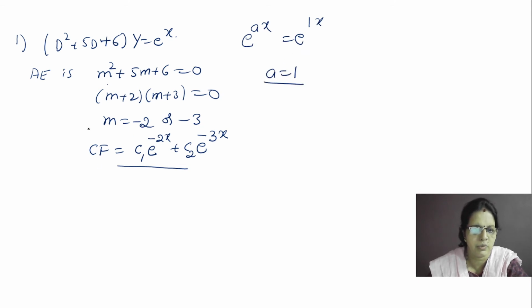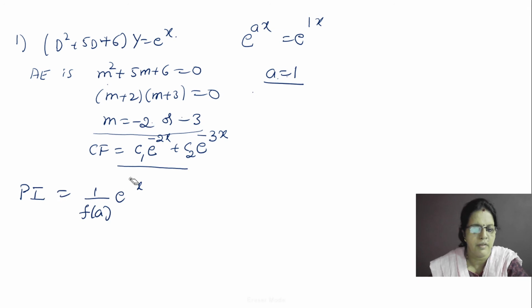a equal to 1, and here m should not be the same. If same, then this is a root of the equation. D equal to a is a root. When you substitute that, you will get 0. So, if these numbers are different, then the particular integral is very simple. It is the formula 1 by f of a into e power ax. Here it is e power x.